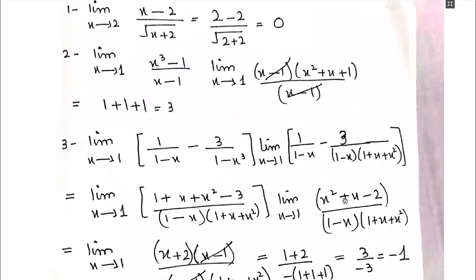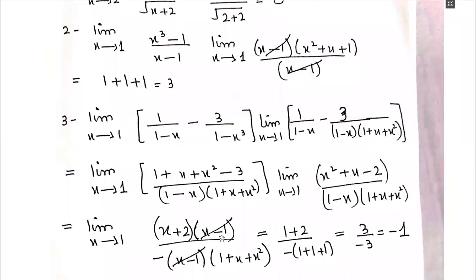What are the factors of x square plus x minus 2? You apply the quadratic equation or factorization. The factors are (x plus 2) and (x minus 1). If you want to check whether these factors are correct or not, multiply x plus 2 with x minus 1, you'll get the same result. And upon this, we have 1 minus x. If you multiply by minus 1, then this will be x minus 1 and 1 plus x plus x square. Now the common factors cancel. What we get is (x plus 2) upon (1 plus x plus x square).